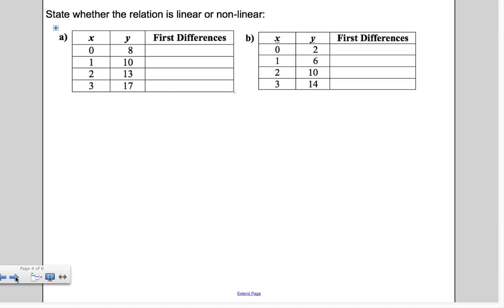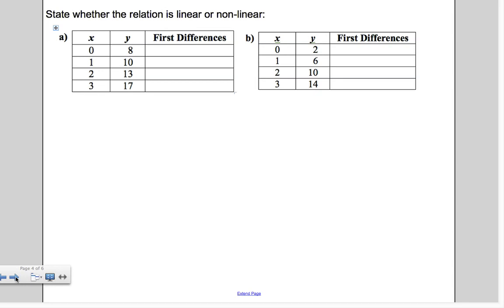So here's another example. State whether the relation is linear or nonlinear. Here I haven't given you the relationship. You don't know what the relation is. You just know the x and y values. So how can we tell if the relationship is linear or nonlinear? How can we determine if the relationship is linear or nonlinear?